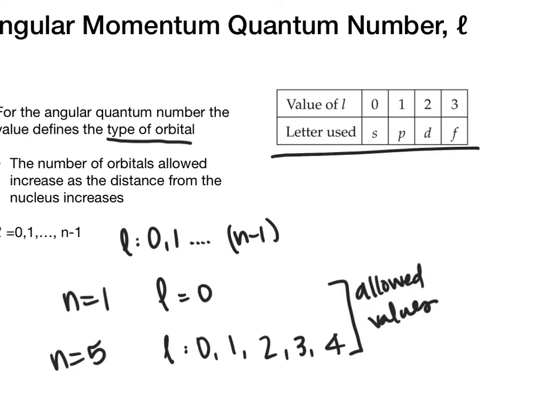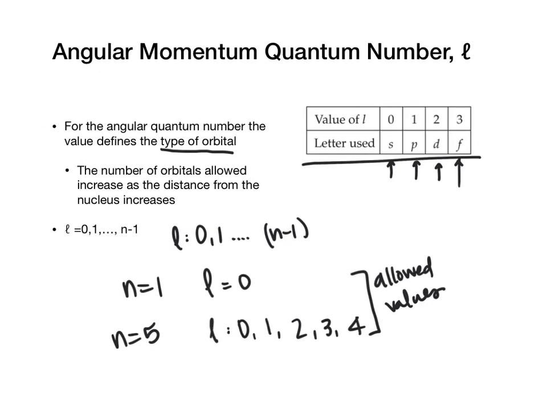For an electron in the s orbital, L equals 0. P, L equals 1. D, L equals 2. And F, L equals 3. Just because there are allowed values doesn't mean that the electron can have more than one L value. And that's an important concept as we think about this.